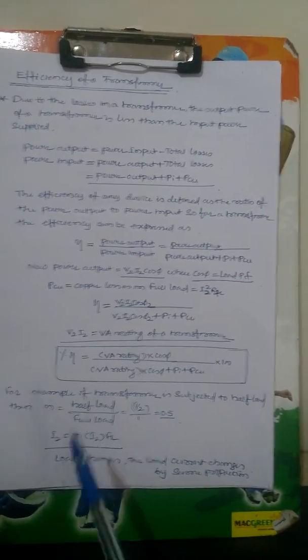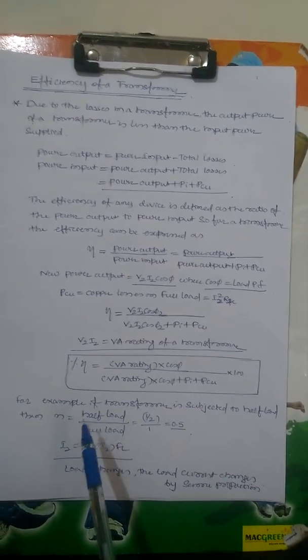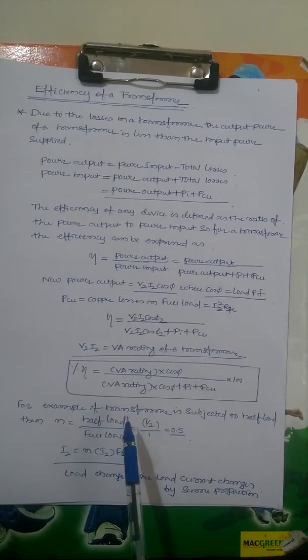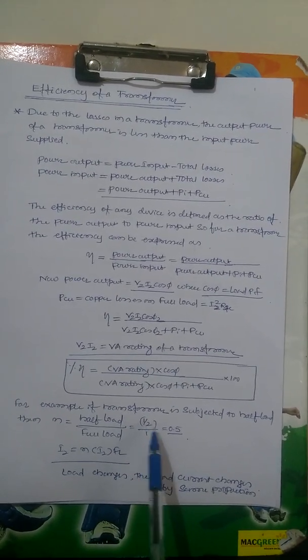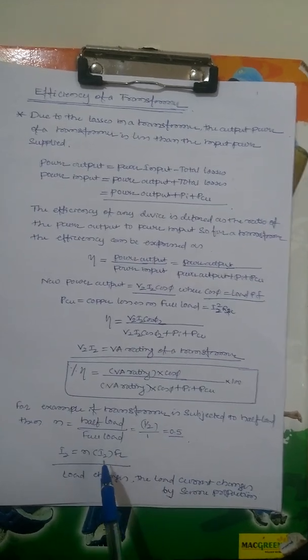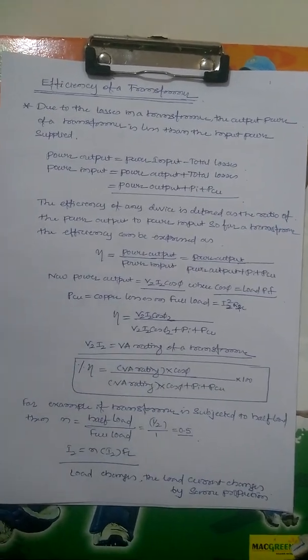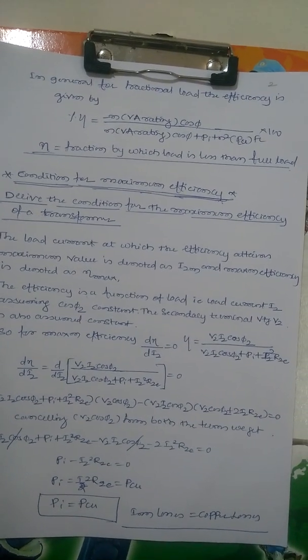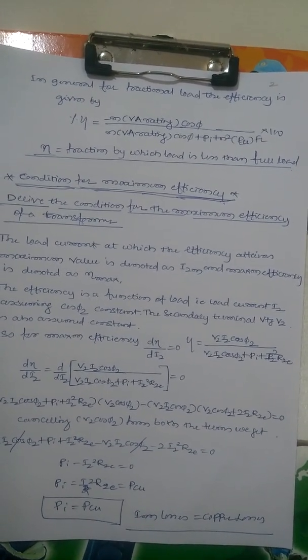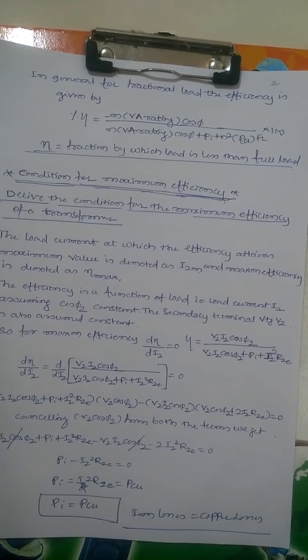For example, if a transformer is subjected to half load, then N equals the fraction of the load. That is half load by full load. Suppose full load is 1, half load is 1/2, that is 0.5 load. That is N equals 0.5. N is the fraction of load which is less than the full load. That is the percentage of efficiency eta.